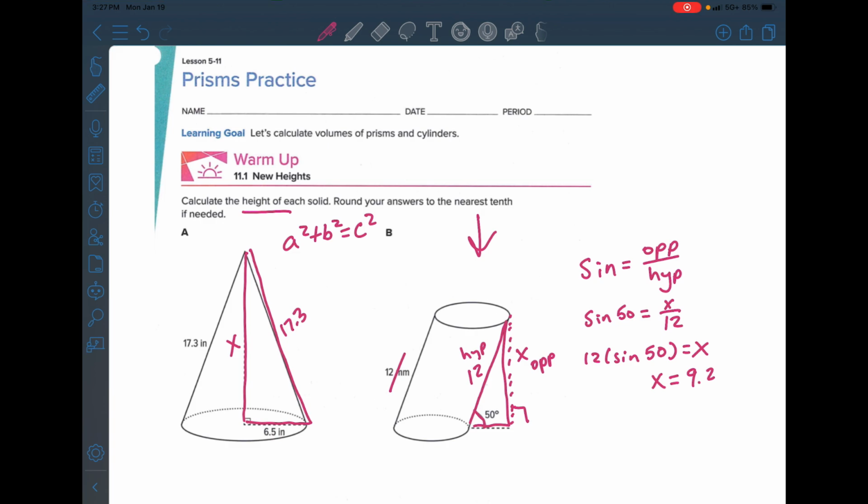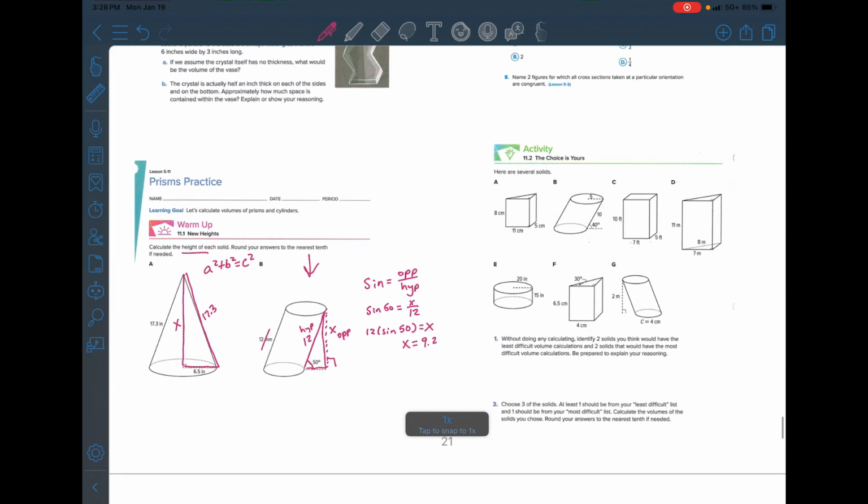Okay, and so x is going to be a or b squared. It doesn't matter. C is 17.3, and the other a or b is 6.5. So figure that out. Give me what my height is on that.